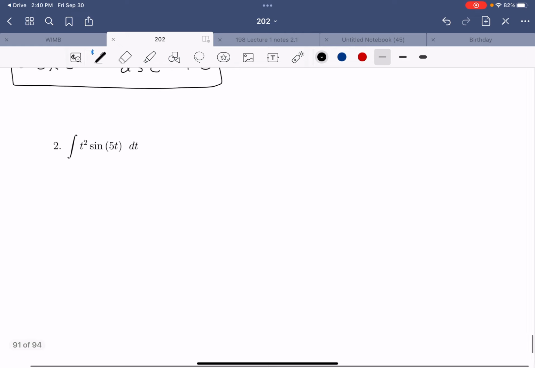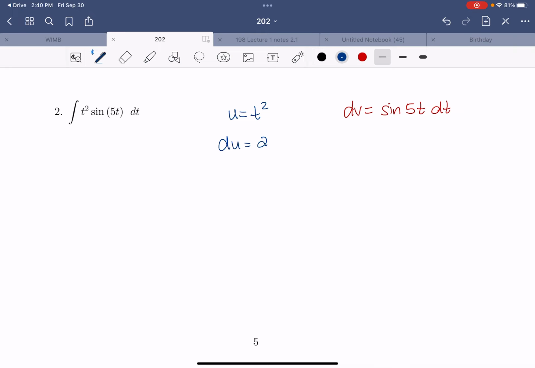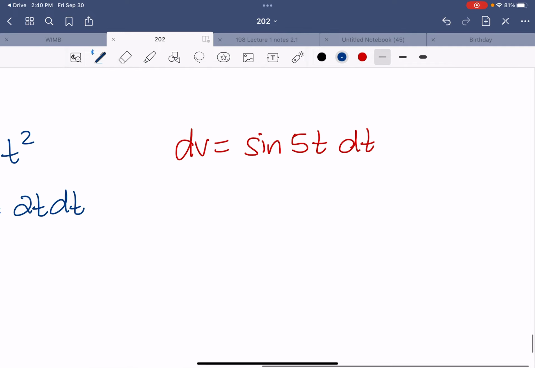Okay. Number 2, we've got t squared sine 5t. Okay, let's start with u is going to be our t squared because that's the polynomial. And our dv is the sine of 5t dt. Our du is 2t dt. Now I need the antiderivative here of sine of 5t.